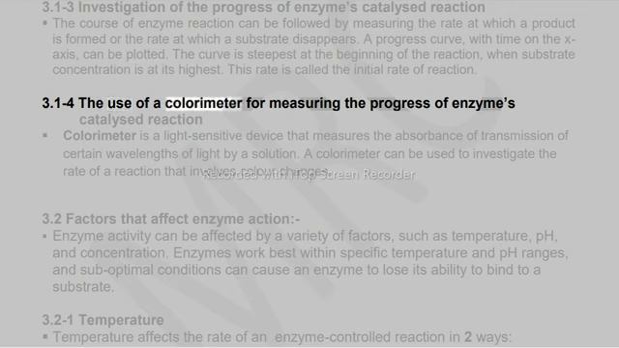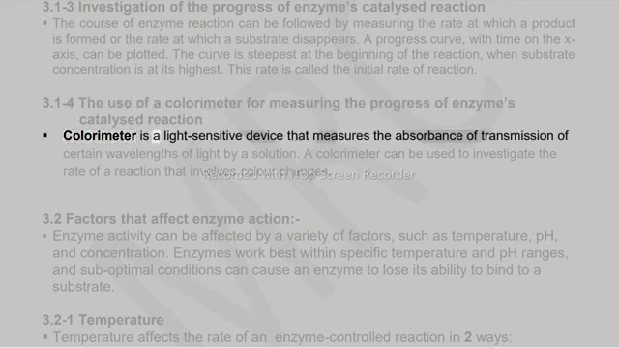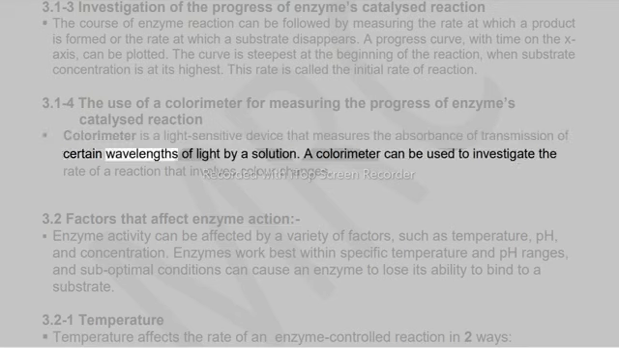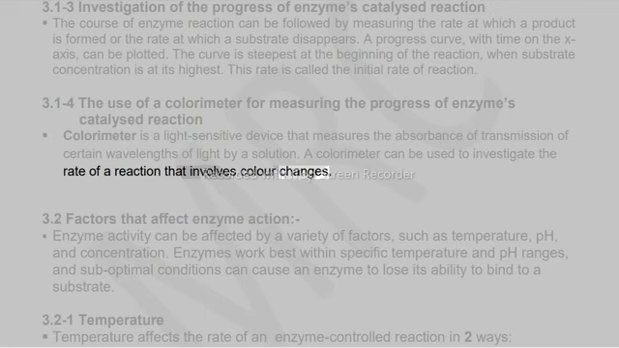3.1-4 The use of a colorimeter for measuring the progress of enzyme-catalyzed reactions. A colorimeter is a light-sensitive device that measures the absorbance or transmission of certain wavelengths of light by a solution. A colorimeter can be used to investigate the rate of a reaction that involves color changes.